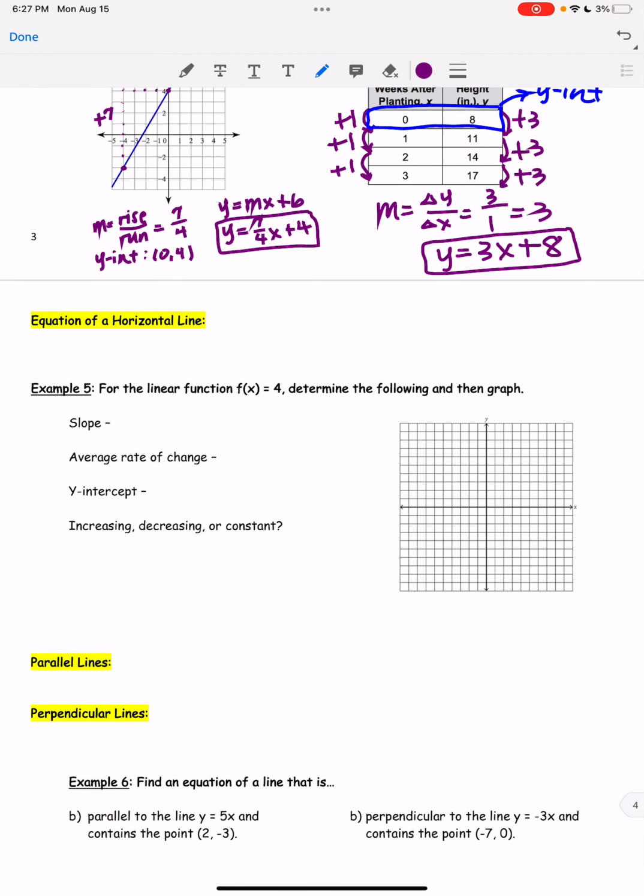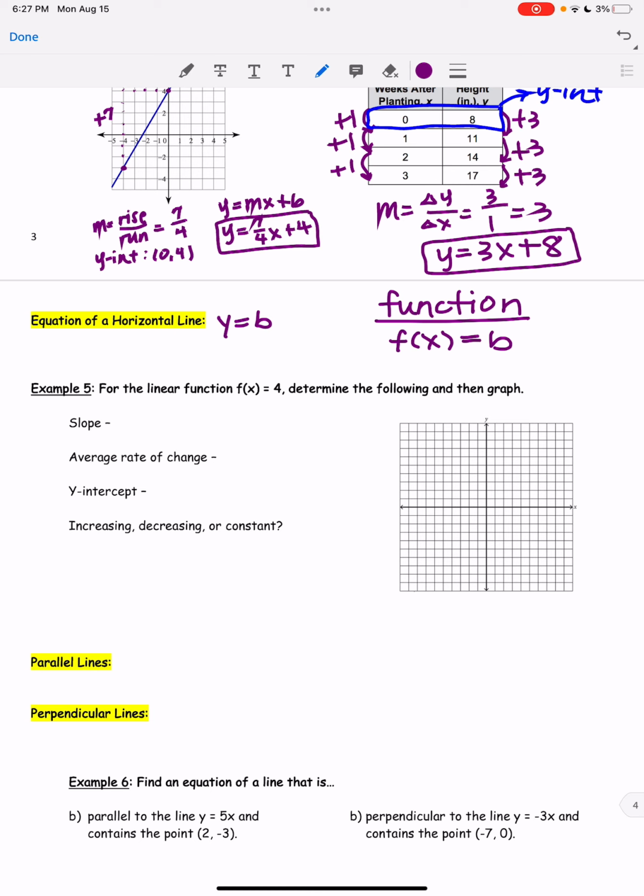On the last page here, we have an equation for a horizontal line. That is just simply y equals b. If it's a function instead of an equation, what's another way to write y? Another way to write y is f of x. So f of x equals b. These are essentially the same thing.